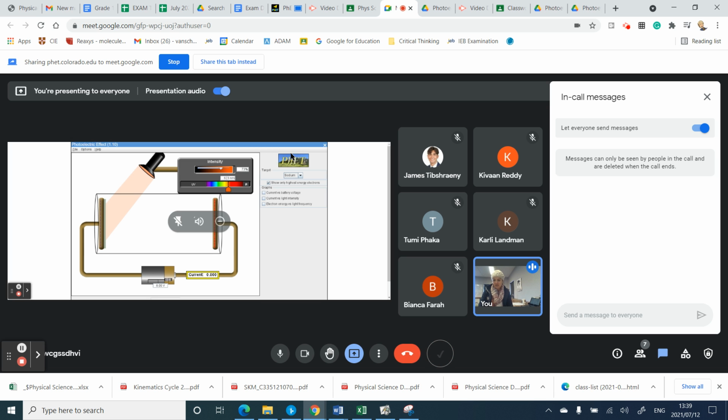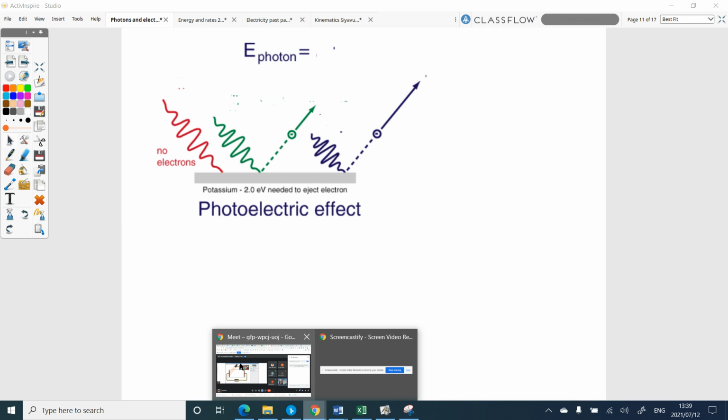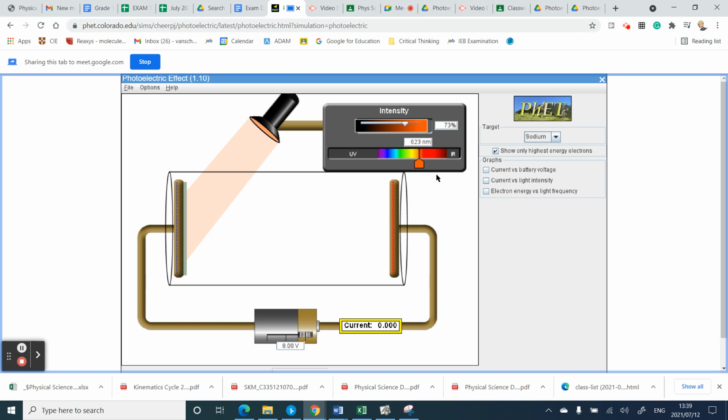Can you please help me, Kavan? What must I do if I want an electron to be emitted there? I think the light needs more energy, something like that. So how do I do that? How can I give that light more energy? I think the wavelength needs to be shorter.